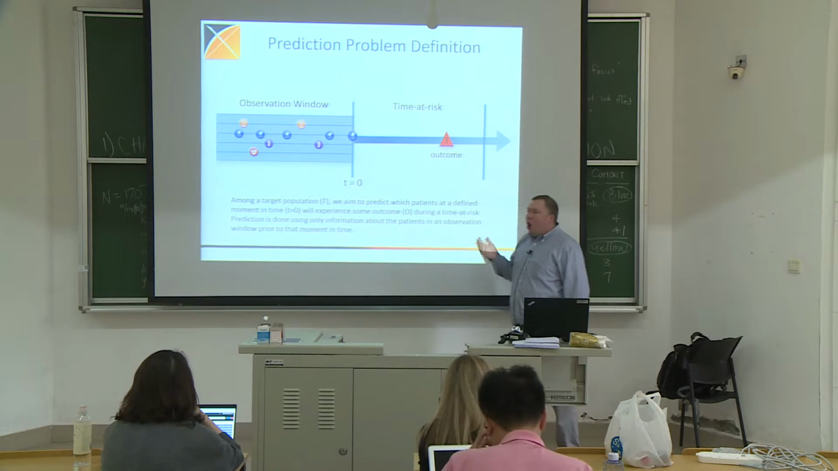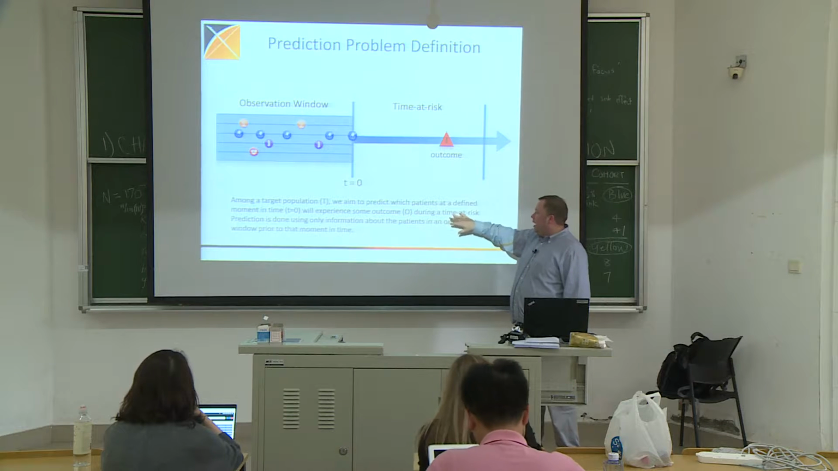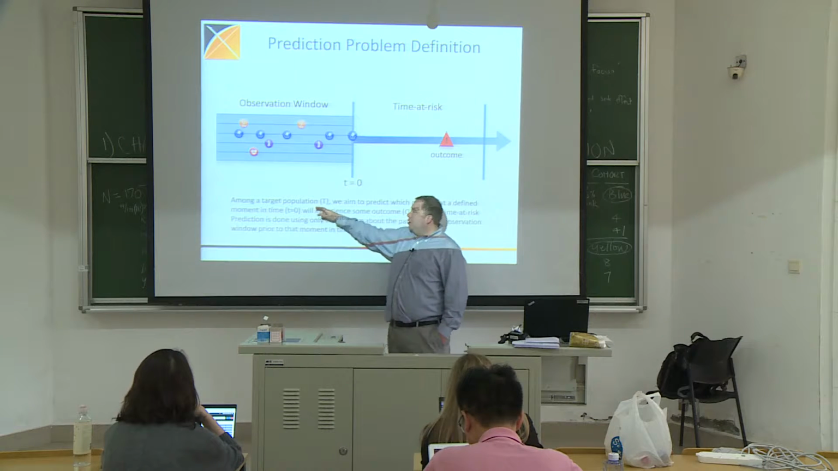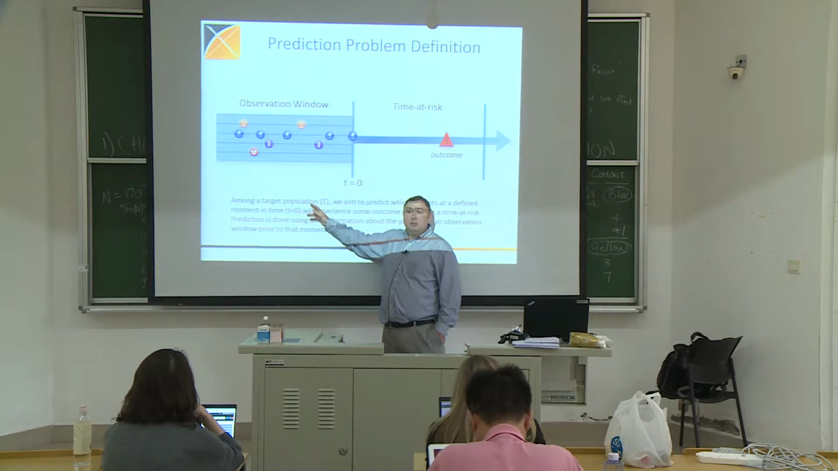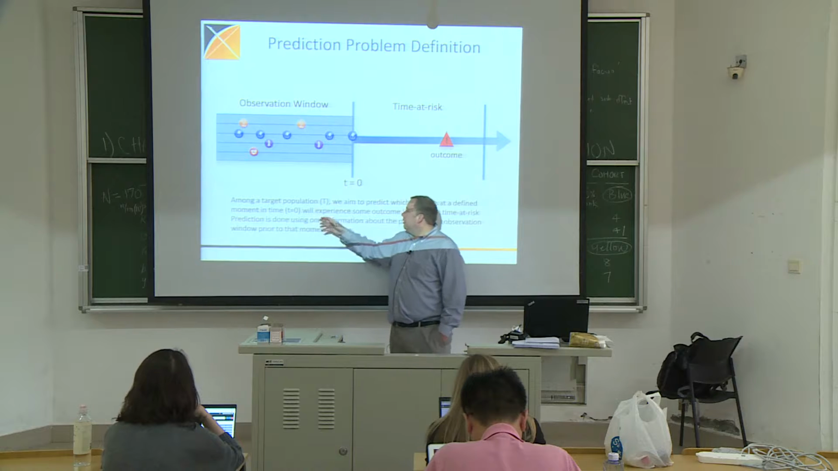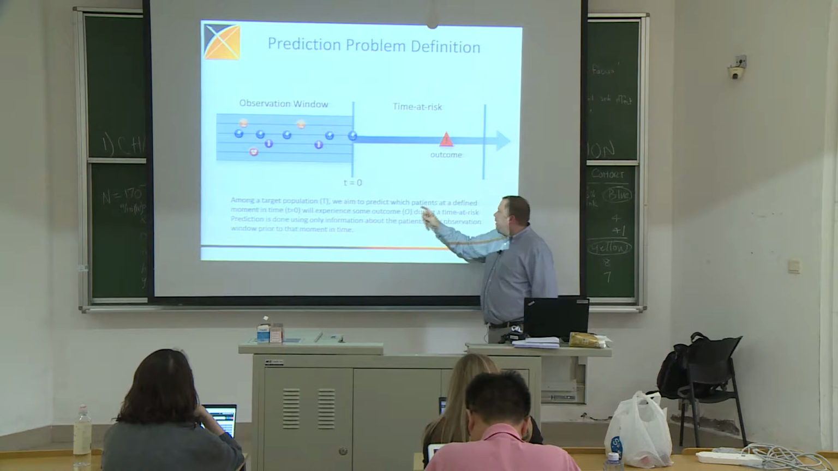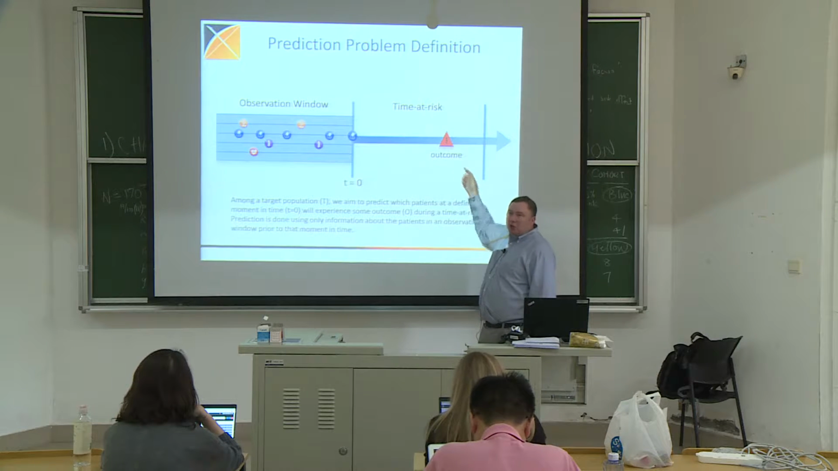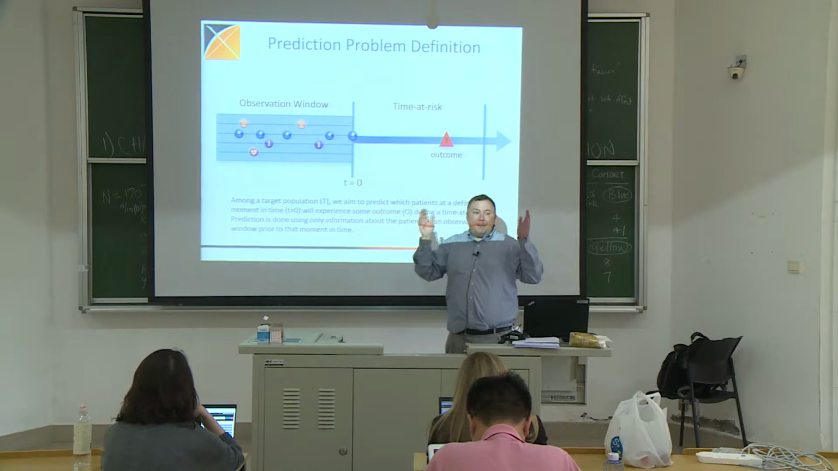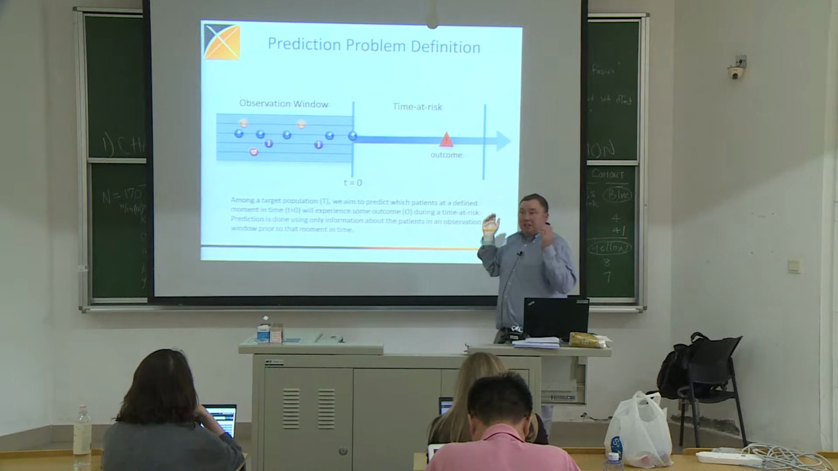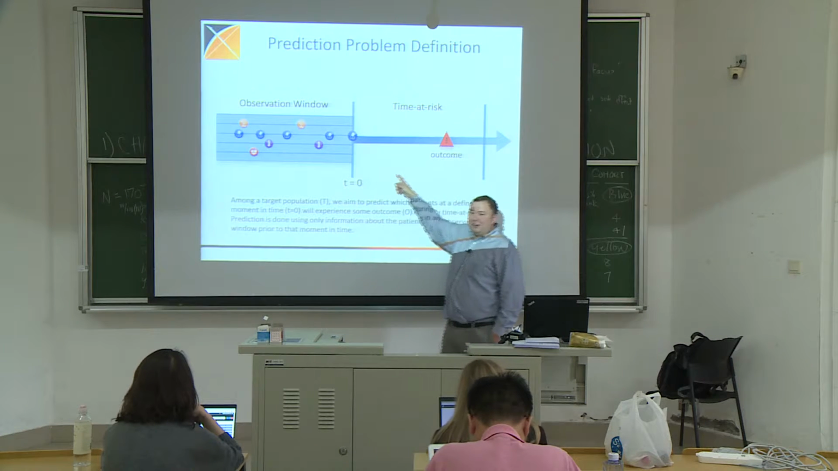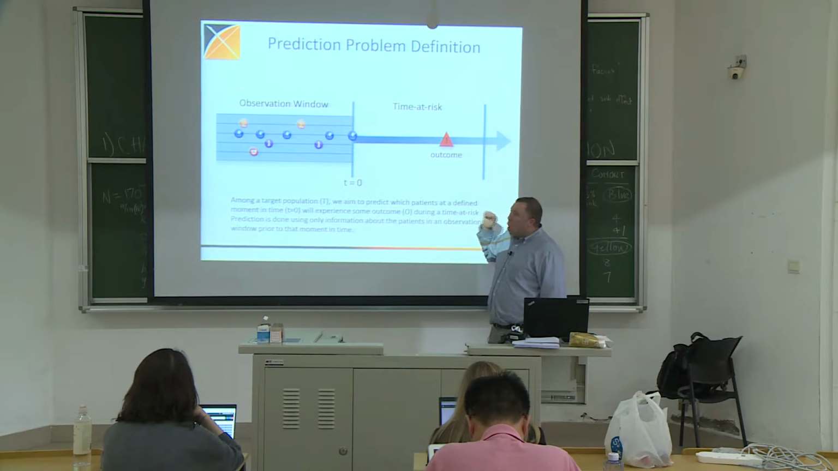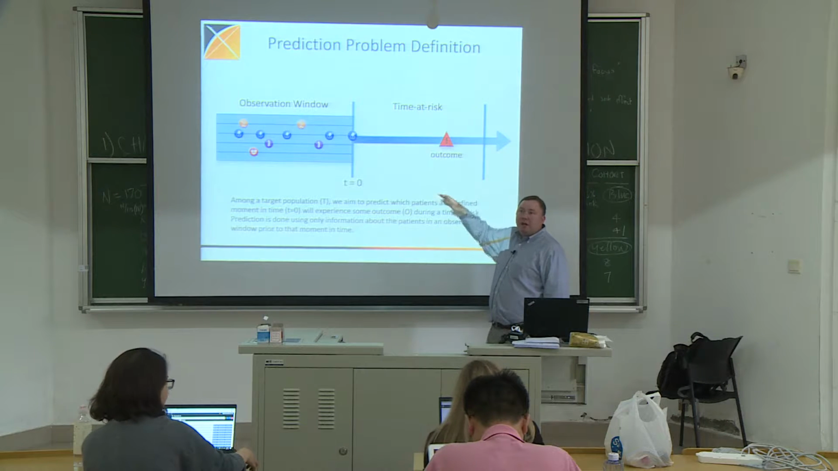So all prediction problems can follow a general framework, which is going to say, amongst a target population, so think of that as a cohort, you're aiming to predict which people in that cohort will experience some outcome during some time at risk window, which is the span of time that you're going to look after the index date to look for the outcome to occur. All prediction problems can be framed in this way.